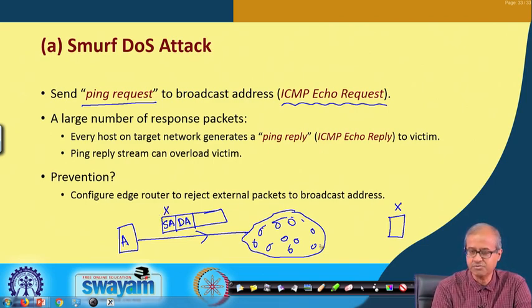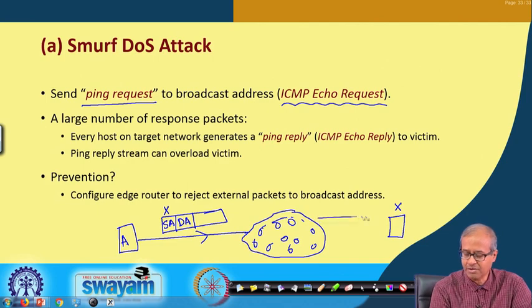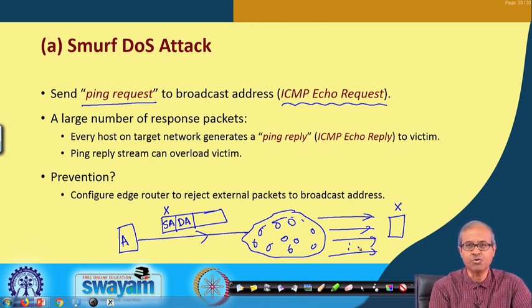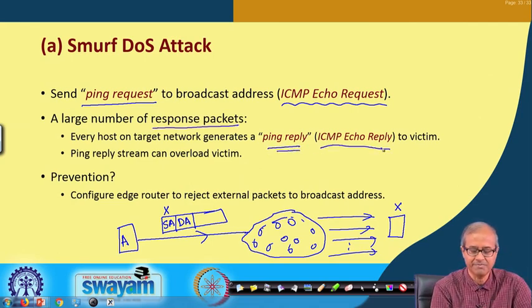Let us say there are 10,000 computers in this network. If such a broadcast packet comes, all these 10,000 machines will send back echo reply packets, but they will not be sent to A, they will all be sent to X. So, X will be flooded with echo reply packets. There will be a large number of response packets, ping replies or ICMP echo replies, which can overload the victim.